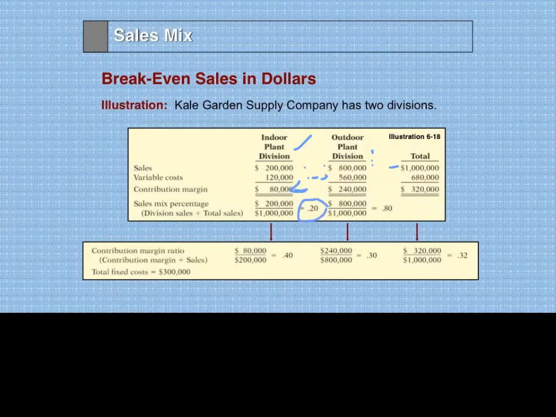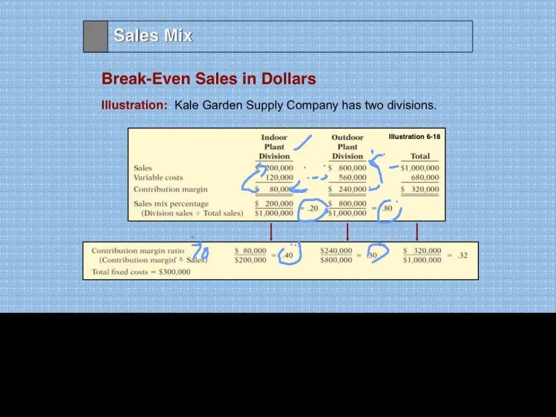Now, to do break-even with sales dollars, we need the contribution margin percentage. First of all, we have the sales mix, 20% for indoor, 80% for outdoor, and then we calculate the contribution margin ratio, that is, the percentage. For indoor, it's 80,000 divided by its sales, which gives me 40%. And for outdoor, it's 240,000 divided by its sales, which gives me 30%. So on a weighted average basis, the total of 320,000 would be 32%.